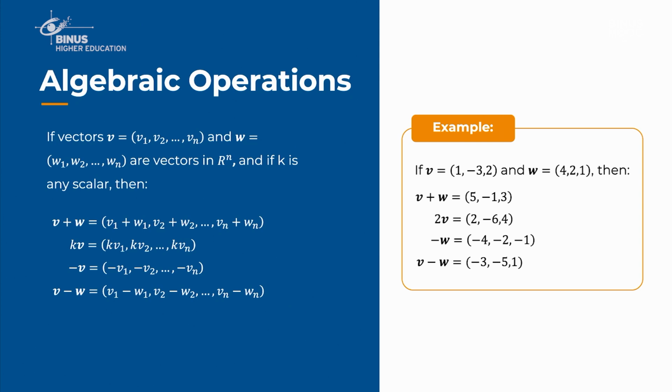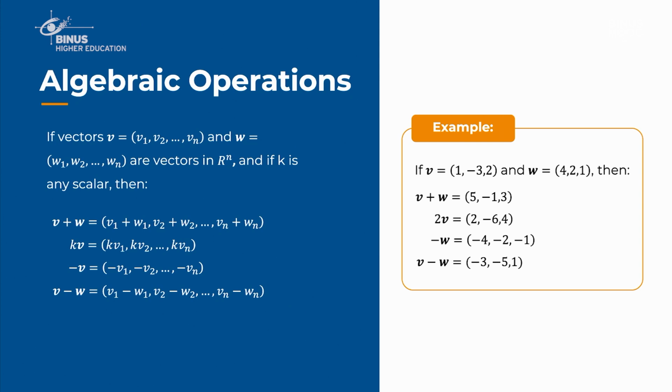And we have v minus w equal to v1 minus w1, v2 minus w2, and so on until vn minus wn. For example, if we have v equal to (1, -3, 2) and w equal to (4, 2, 1), then if we want to calculate v plus w, we add the corresponding components. So 1 plus 4, we have the first component, 5. For the second, minus 3 plus 2 is minus 1. And the last is 2 plus 1, which is 3.